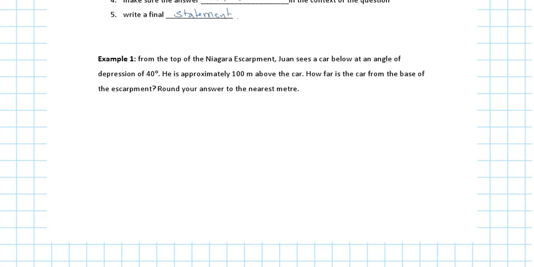Right angle? Yeah, it's a building. It's something that's built, right? So that means it's going to have to be a right angle to the ground, hopefully. So I have a right angle here. Juan is right here at the top, and he sees the car at the bottom. Where is the angle of depression of 40 degrees? Right here?